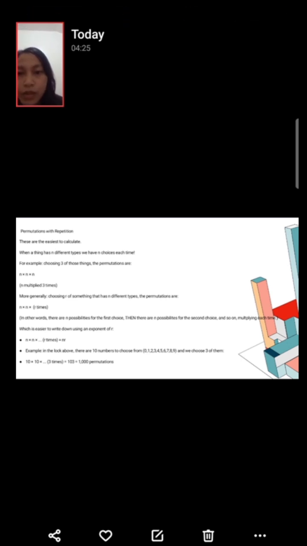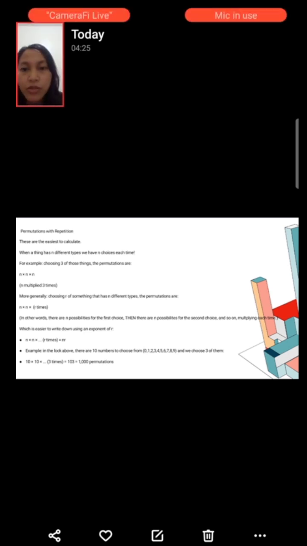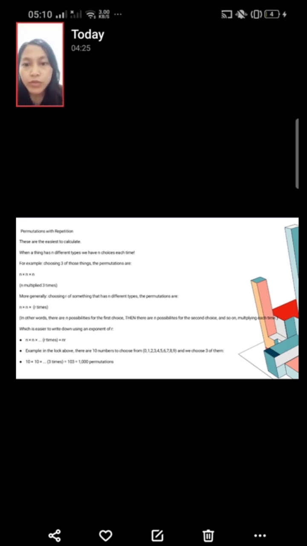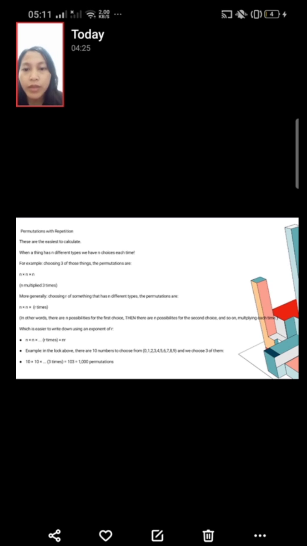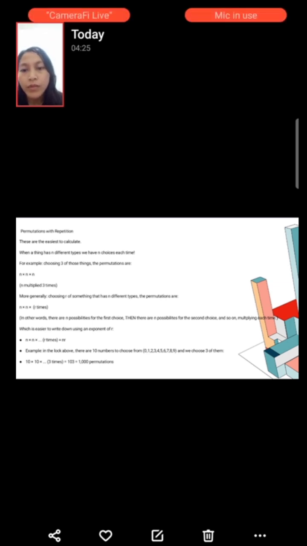These are the ways to calculate. When a thing has n different types, we have n choices each time. For example, choosing 3 of those things, the permutations are n × n × n, multiplied 3 times. More generally, choosing r of something that has n different types, the permutations are n × n × ... × n, r times.